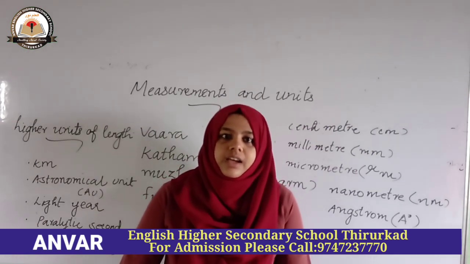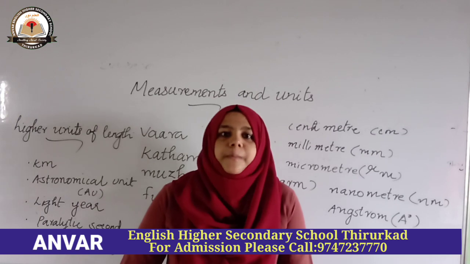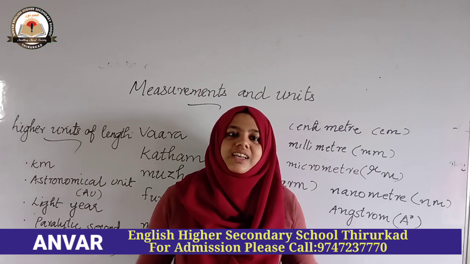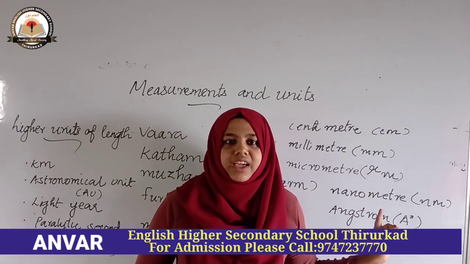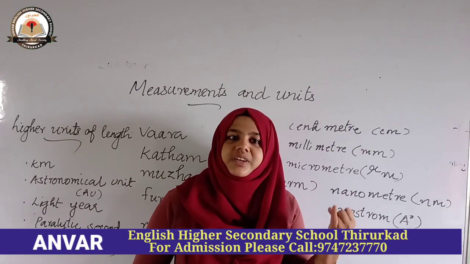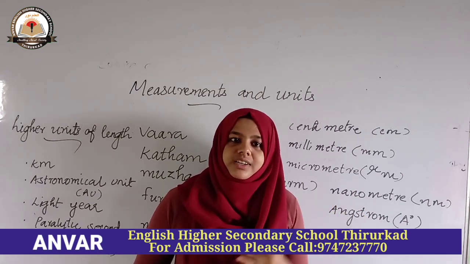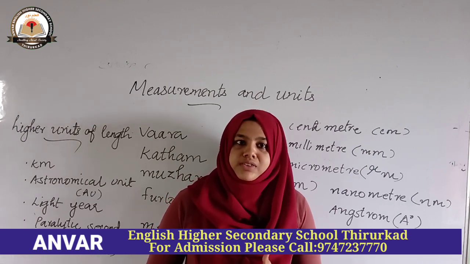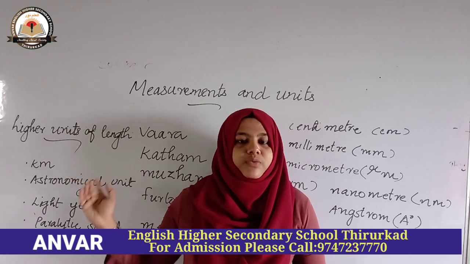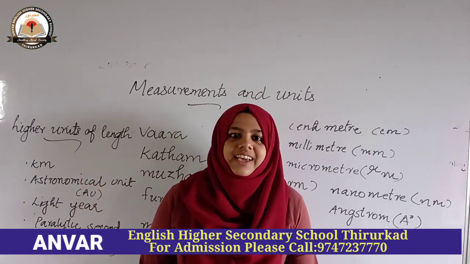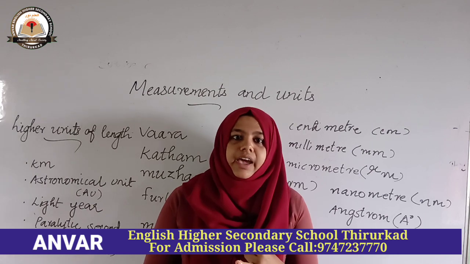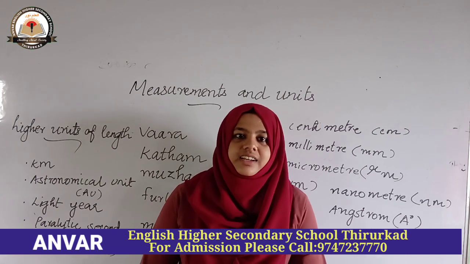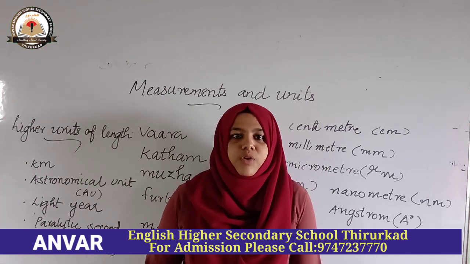We use the small letter m to denote meter. Whenever we want to measure smaller distances, we use the smaller units of length such as centimeter, millimeter, micrometer, nanometer, angstrom. Whenever we want to measure higher distances, we follow higher units of length such as kilometer, astronomical unit, light year, parsec, etc. We have to study more about all these things.